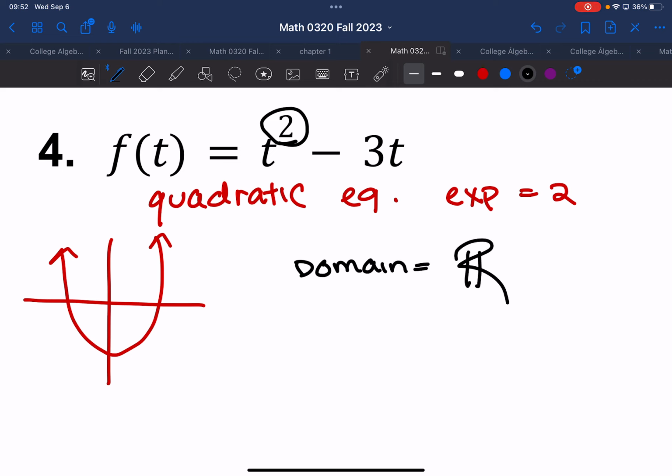Did we talk about that R? Yes. Okay, all real numbers. I'll also write it out. All real numbers. What's a way to write that in interval notation? Negative infinity with parentheses, positive infinity with parentheses. Perfect. Negative infinity to positive infinity is how you would write that in interval notation, just in case it asks that on the homework.